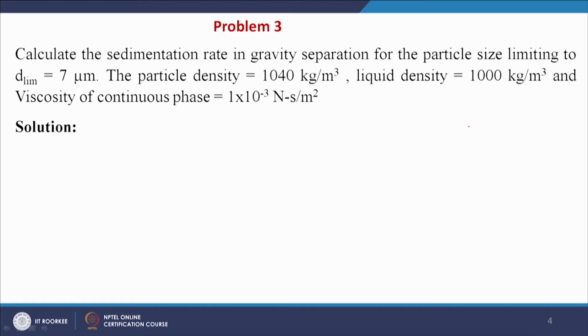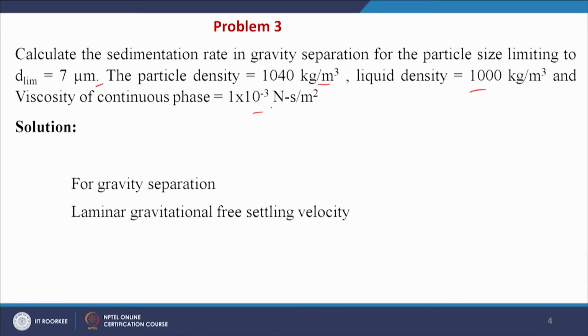The statement is: calculate the sedimentation rate in gravity separation for the limiting particle size d limiting equal to 7 micrometer, the particle density 1040 kg per meter cube, liquid density 1000 kg per meter cube, and viscosity of continuous phase equal to 1 into 10 to the minus 3 Newton second per meter square. So, this is the problem related to gravity separation.